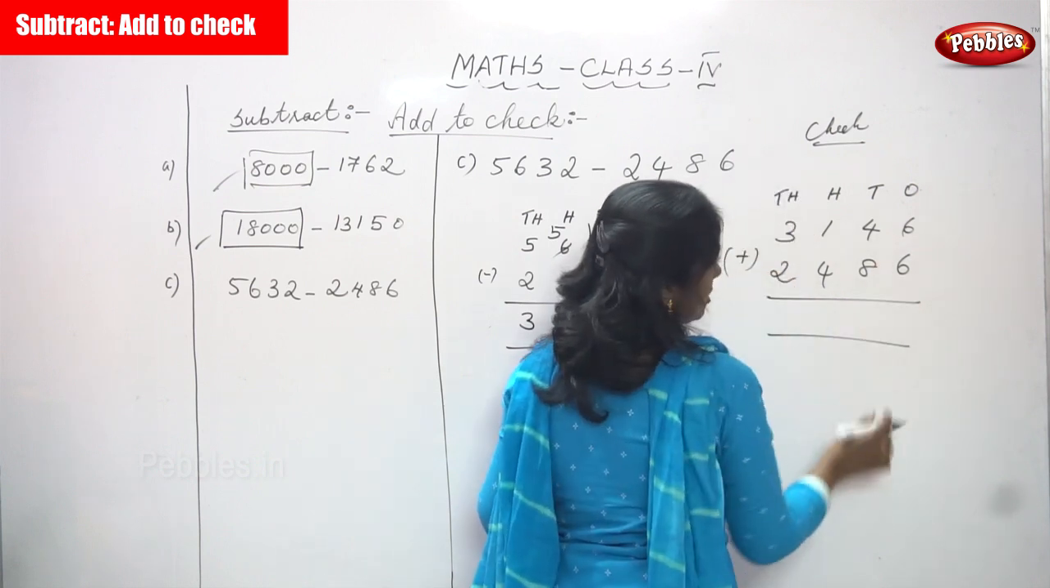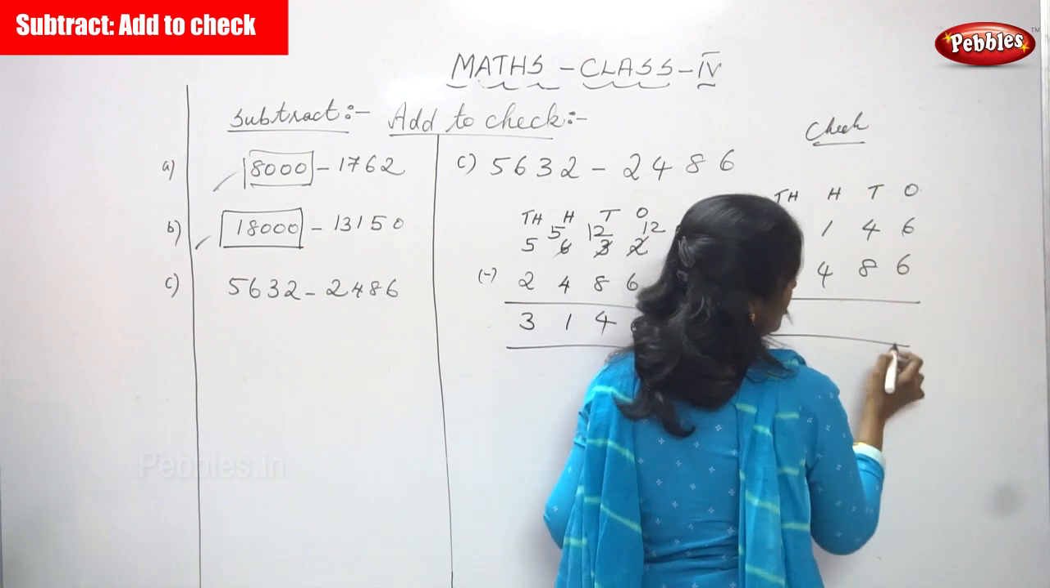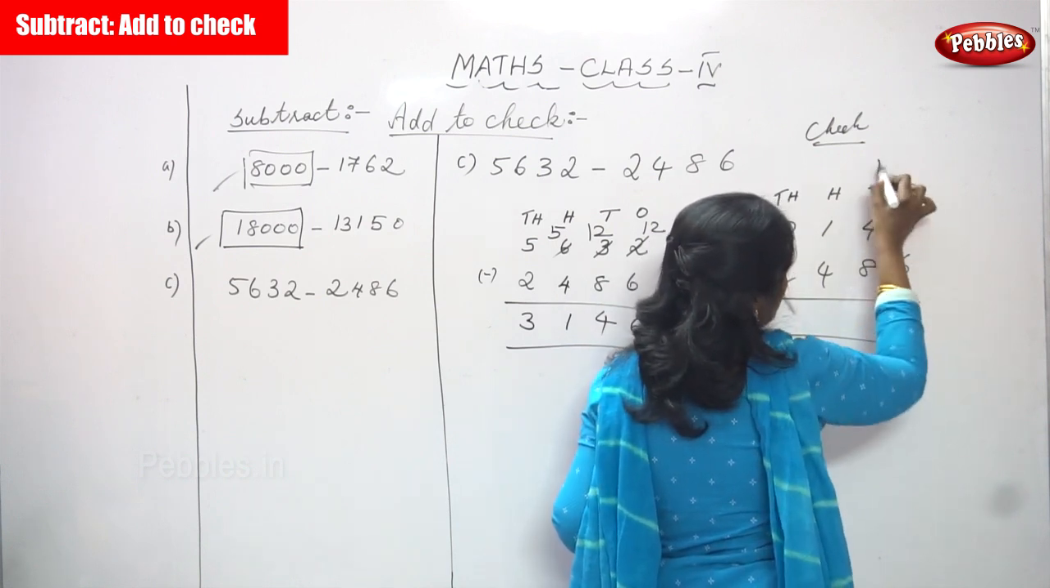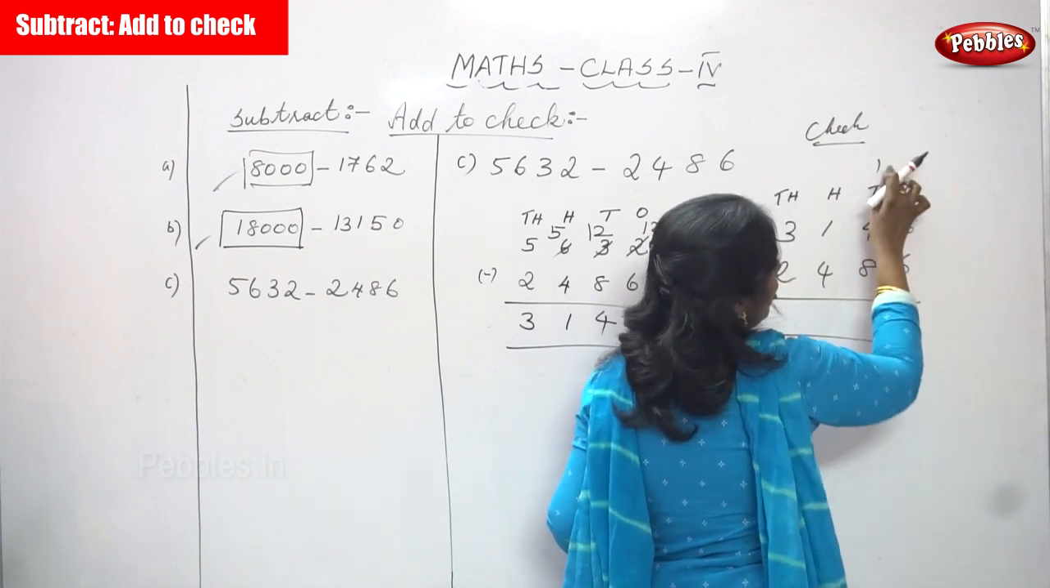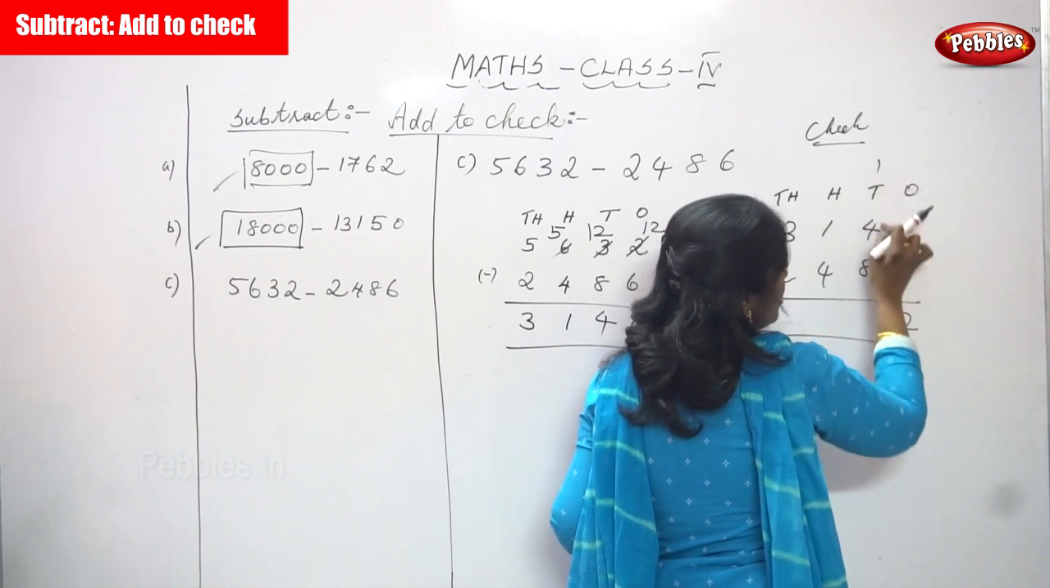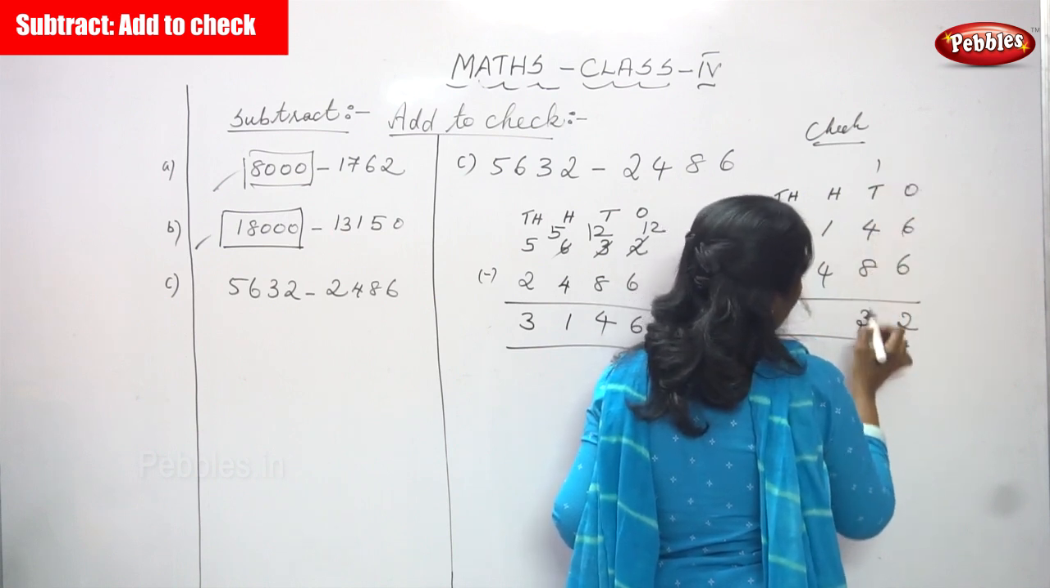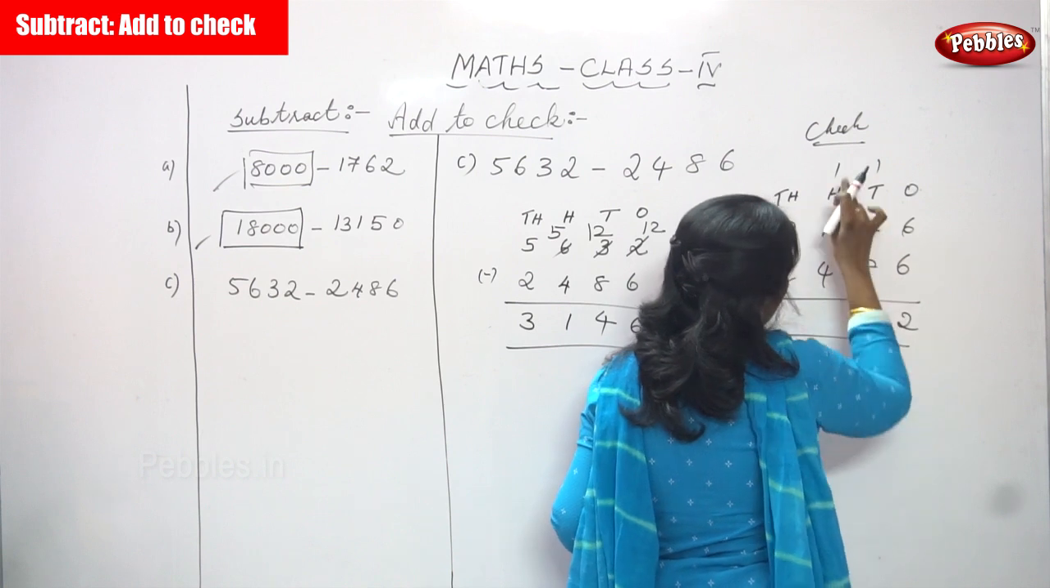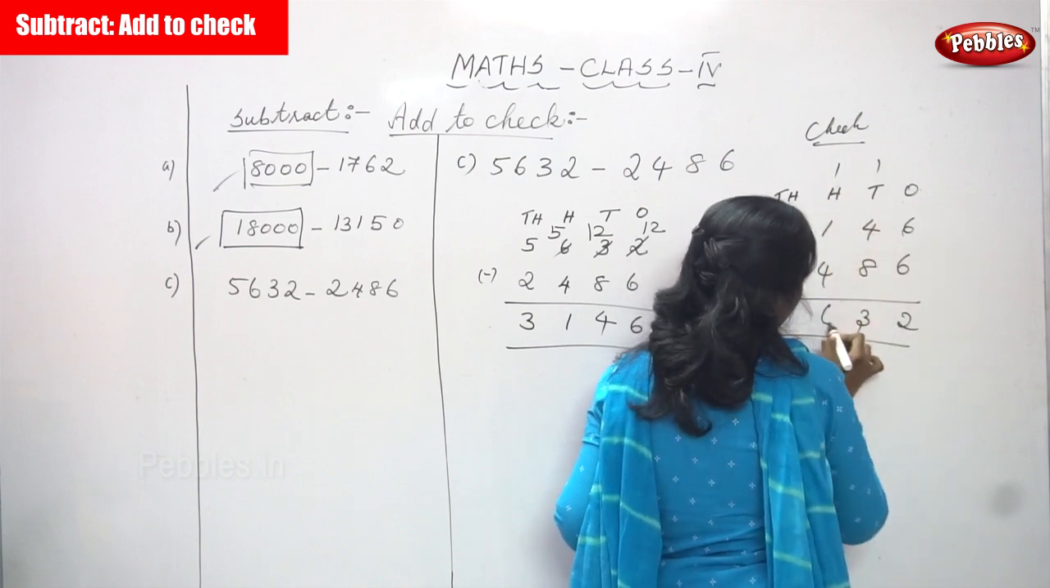So 6 plus 6. You have to concentrate on the ones place. 6 plus 6, 12. 2. Carry over goes to the top. So in the tens place, 4 plus 1, 5. 5 plus 8, 13. 3. Carry over goes to the 100 place. So 1 plus 1, 2. 2 plus 4, 6 again.